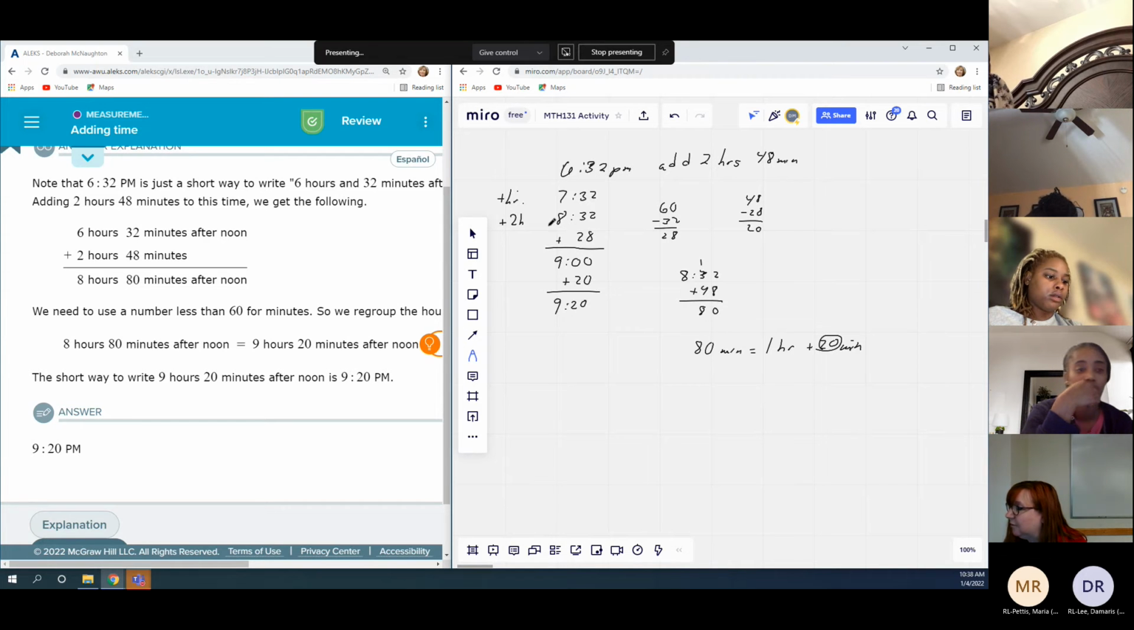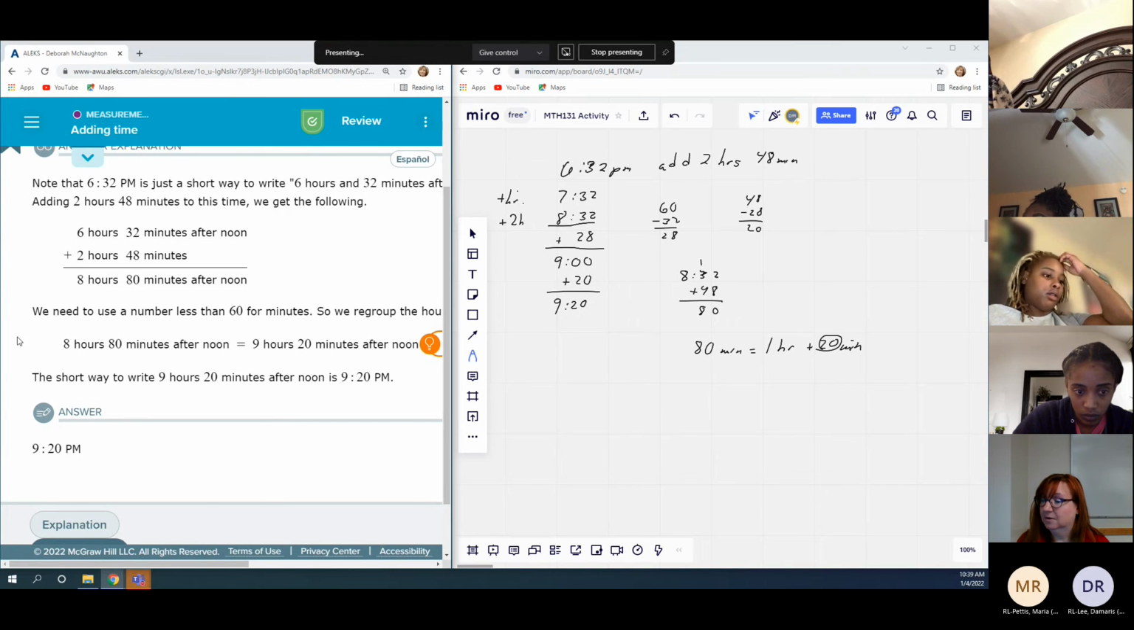We're going to go up 1 hour and 20 minutes. So it's going to end up being 9:20. So some people do it that way. I think that this second way is more confusing generally for students. So this way usually makes more sense.